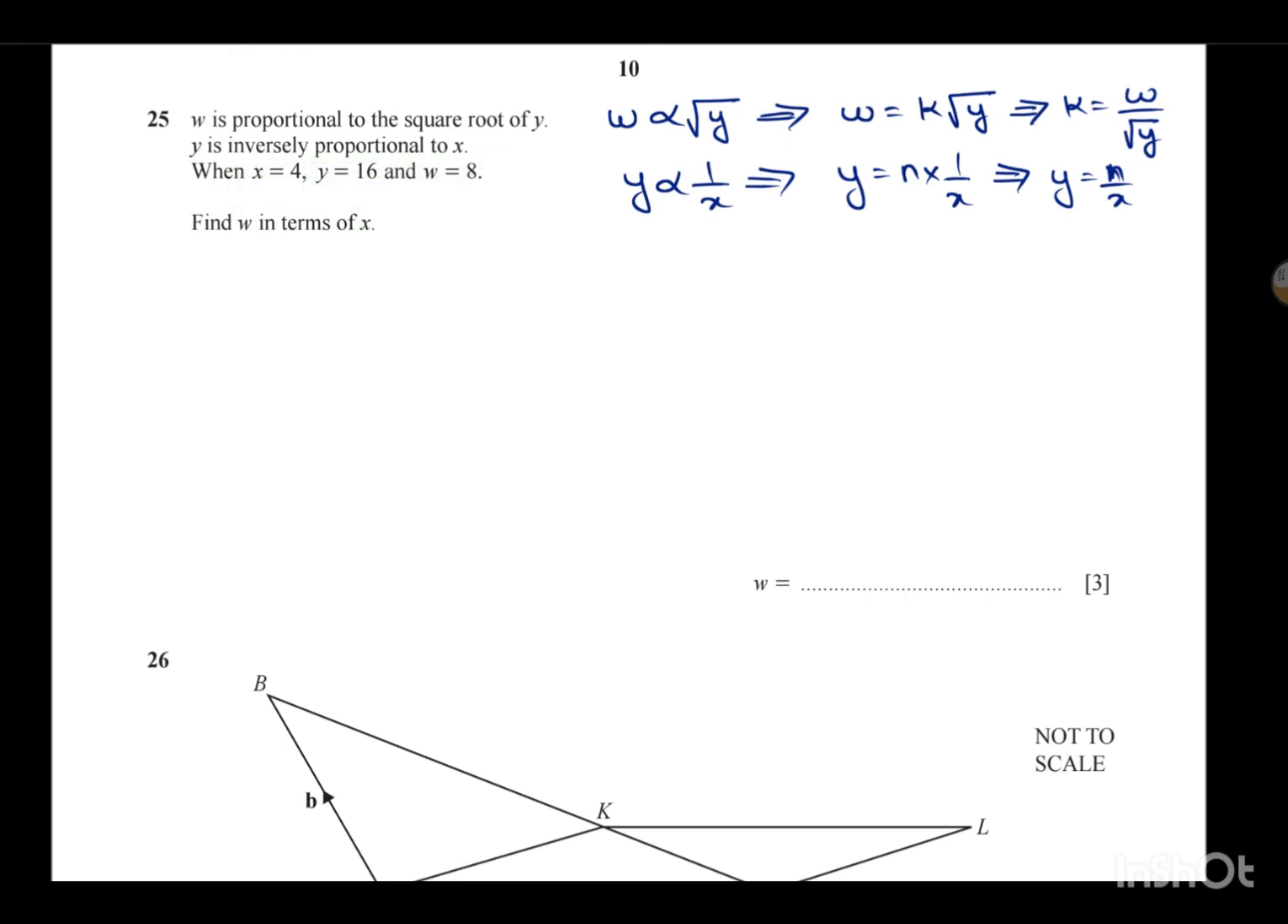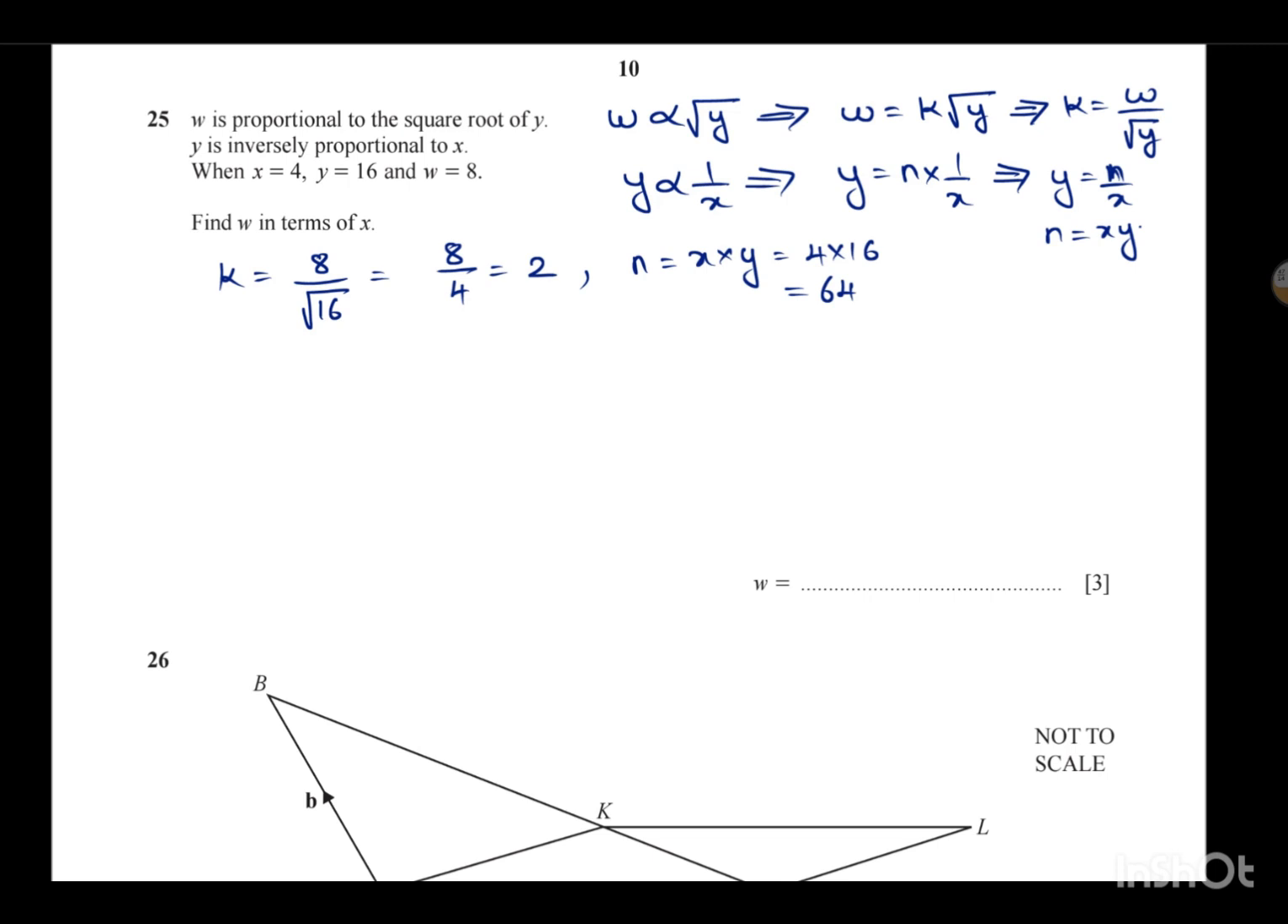So using these values, first we'll find out the value of n and k. Now k is equal to, instead of w I'll write 8 and root y I take root 16, that is 8 by 4, that is 2. This is k value. Same way find the n value. n is x multiplied by y, which is 4 into 16, 64. n is 64.